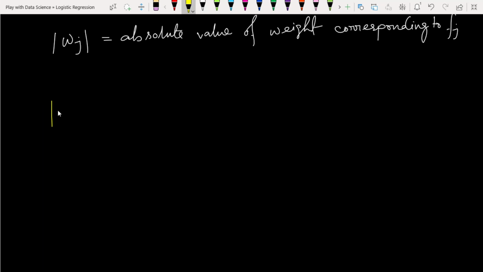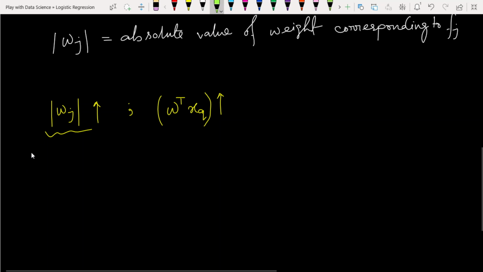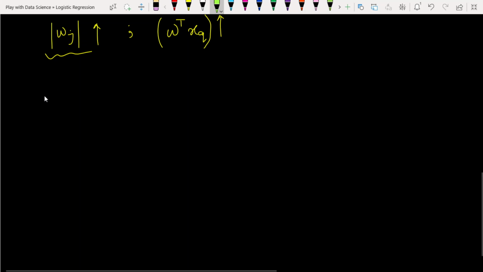Let's consider our Wj. Suppose our Wj is large, then what? If our Wj is large, then the multiplication of W transpose and our query point, which we call xq, will also be large. Now two cases will arise: case 1, if Wj is positive, and case 2, if Wj is negative. What happens in each situation?